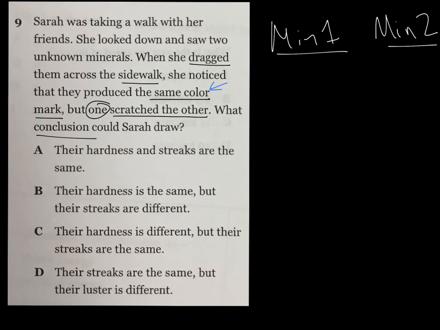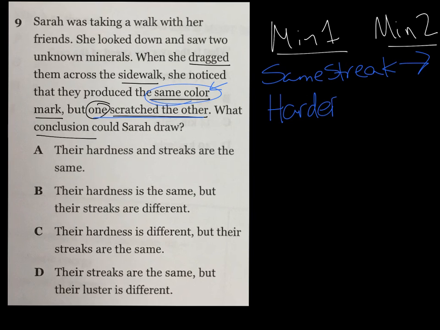Great job. It's going to look like a powder residue. In this case, it's a streak, and they both have the exact same streak, because it's the same color mark. However, one scratched the other. Now we don't know which one scratched the other. We're going to pretend that it's mineral 1. So we would say that mineral 1 is harder and mineral 2 would be softer. So one is harder than the other. Now we can draw our actual conclusion based on this.